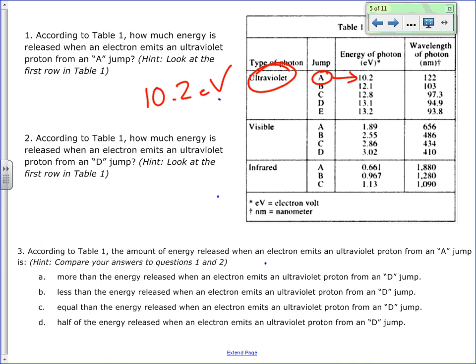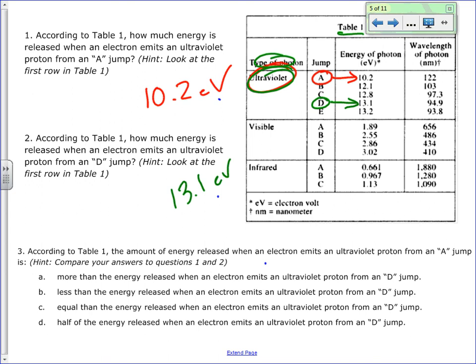Who can do this one for us? What'd you get? I looked at table 1 and the type of photon, and I looked at the ultraviolet D jump, and I got 13.1 eV. Perfect. 13.1 eV. Now remember with this last question, you've already done all the hard work.